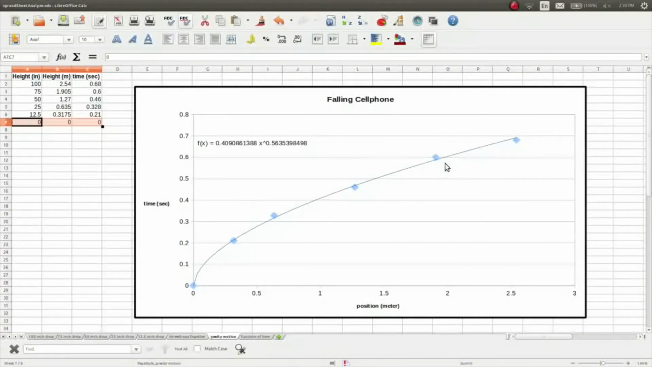This might remind you of a square root curve. The trend line confirms this, showing a power of x equal to 0.56, close to the 1/2 that we expect.